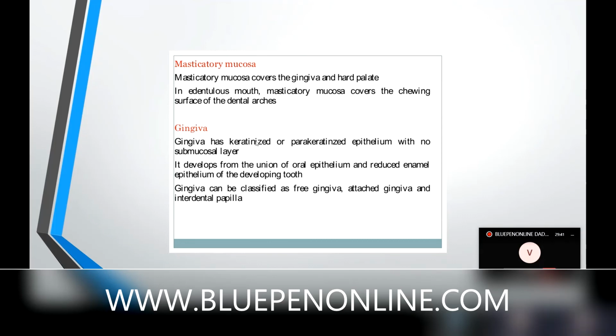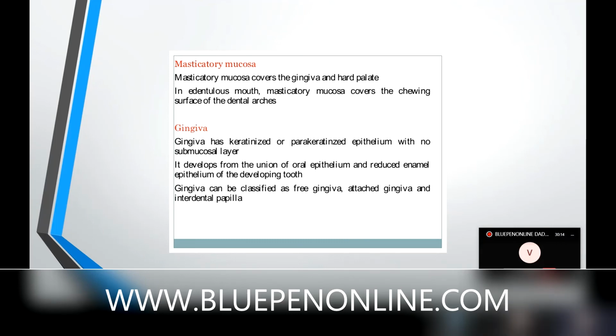Ortho means it's completely keratinized. The keratin filaments fill the cells so that there is no space for the nucleus, and the nucleus disintegrates or degenerates. But in parakeratinized, it's partially keratinized and there are some pyknotic or very minute nuclei present in the cell. That is parakeratinized epithelium. They do not have submucosal layers. It develops from the union of oral epithelium and reduced enamel epithelium of the developing tooth.